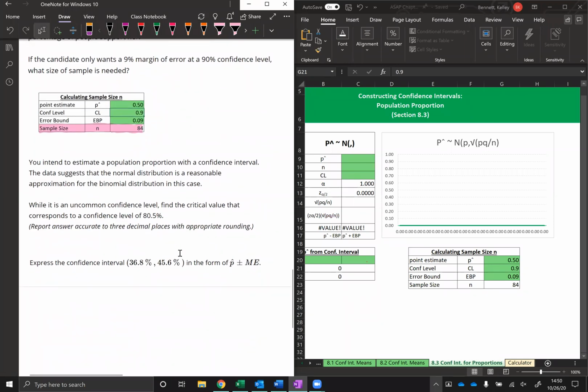In the next question, we intend to estimate a population proportion with a confidence interval. The data suggests that the normal distribution is a reasonable approximation for the binomial distribution in this case. While it is an uncommon confidence level, find the critical value that corresponds to a confidence level of 80.5. And so this has some actually quite deep theory in it. However, the first part, the data suggests that the normal distribution is a reasonable approximation for the binomial.